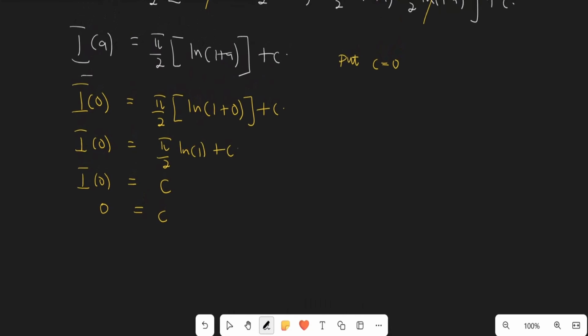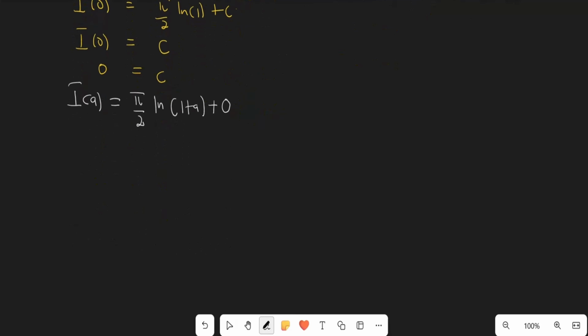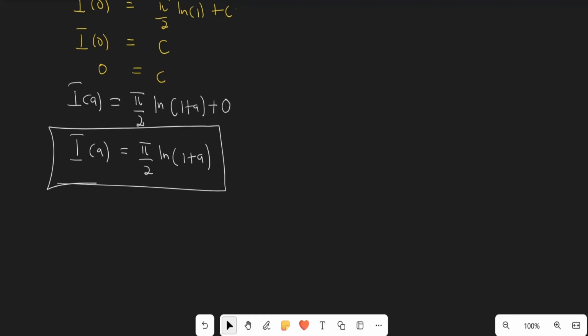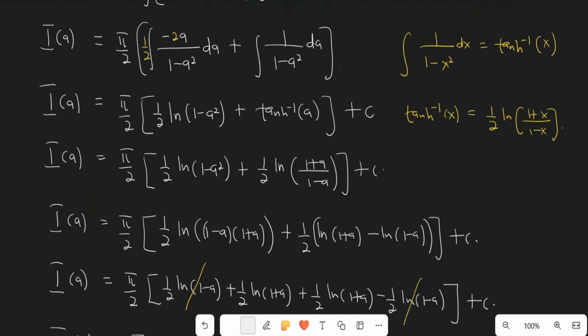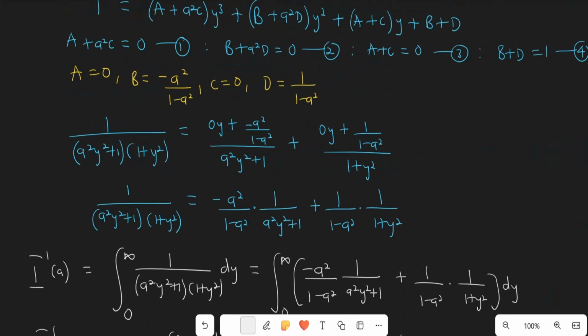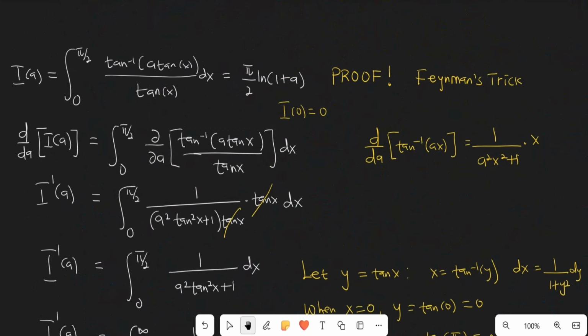That we can plug back into our equation here. So what that means is that I of a is equal to pi over 2 multiplied by the ln of 1 plus a plus c, and c is 0. And that one simplifies to what? I of a is equal to pi over 2 times the ln of 1 plus a, which is what we are asked to show. So we have been able to prove that I of a is equal to pi over 2 times the ln of 1 plus a. So when we go to the top, we see that the proof that we got is exactly the proof that we are required to find. That is this proof here.